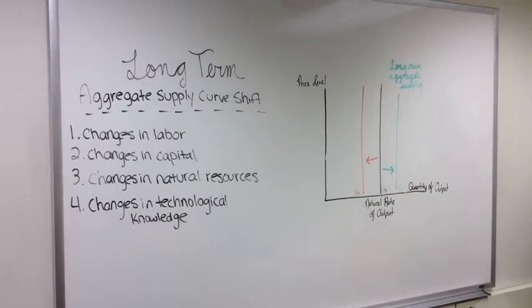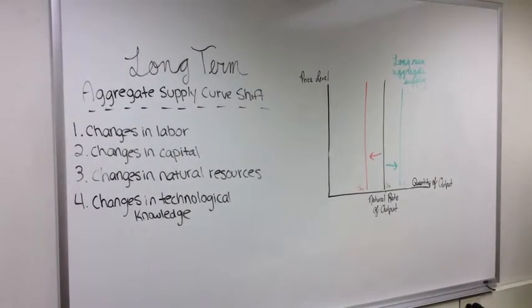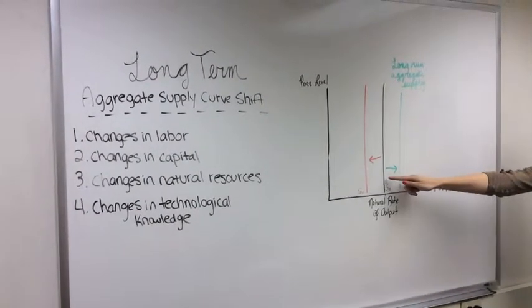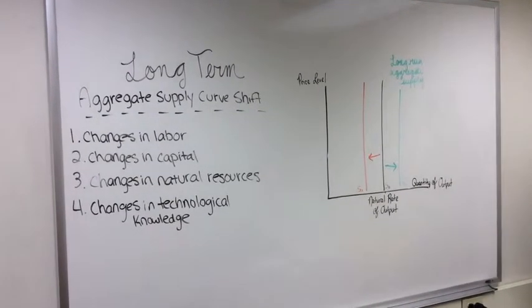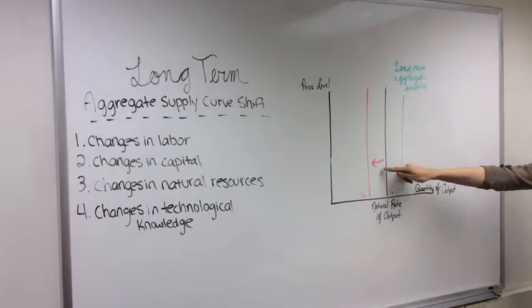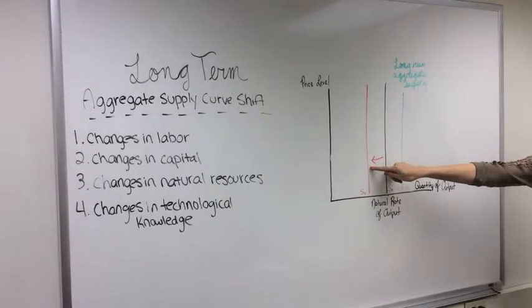If there's an increase in the abundance in natural resources, such as finding a new mineral deposit, the aggregate supply would shift to the right. However, if the supply is depleted, such as there being less gold found, the aggregate supply curve would shift to the left.